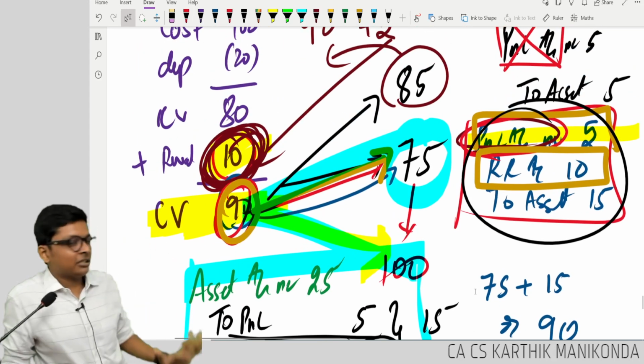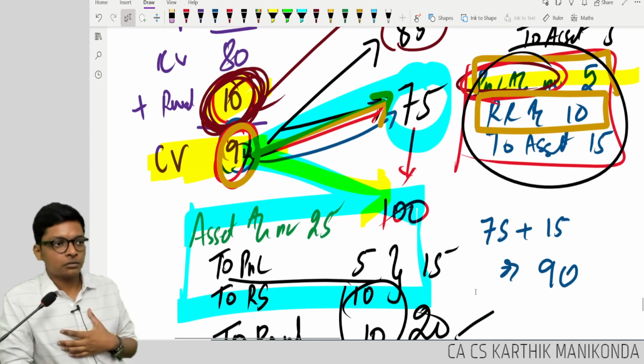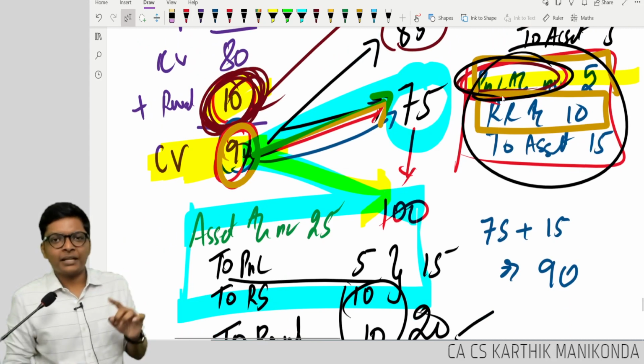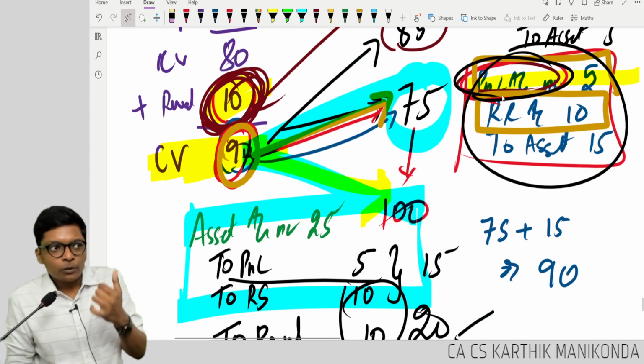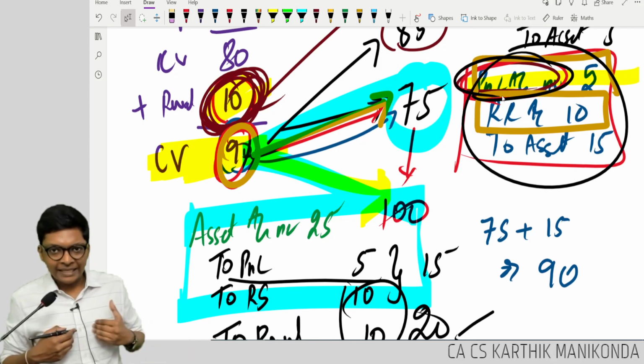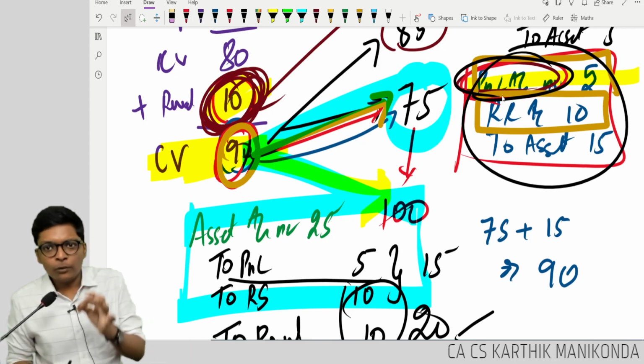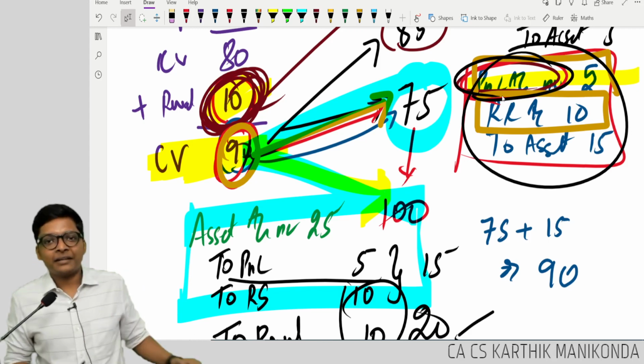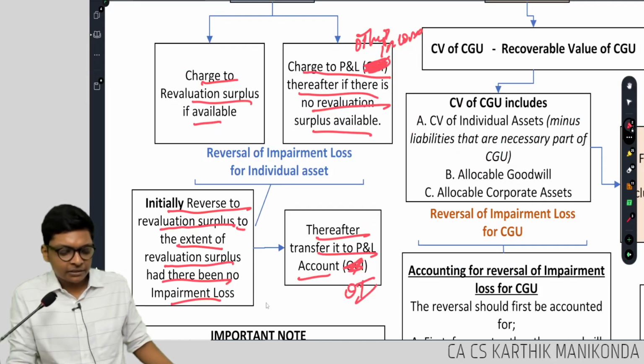Are you following up? All possible scenarios I'm completing, guys. Are you getting the logic? In simple terms, you can take to P&L credit only what you debited. You can take to P&L credit only what was debited. Everything else goes to my revaluation. Are you following, guys? Okay.